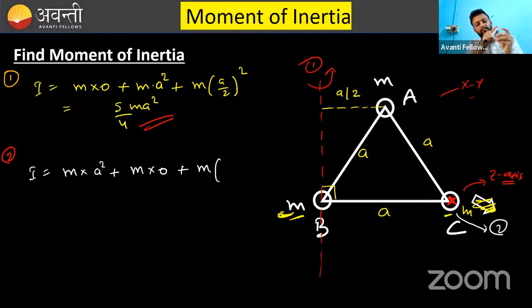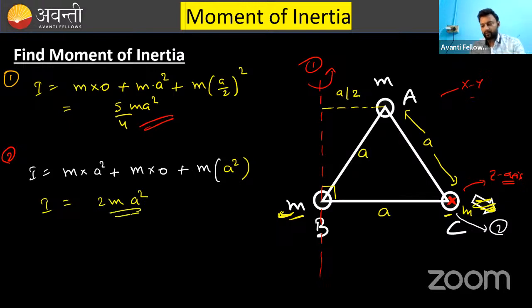A and C. This is the point A. And this is our axis. Can you see that? If this is our axis, then this axis is the Z axis. The point is in the XY plane. The perpendicular distance will be itself. This distance is the perpendicular distance, and this distance is nothing but A square. So what will be the answer? I is equal to 2m A square.